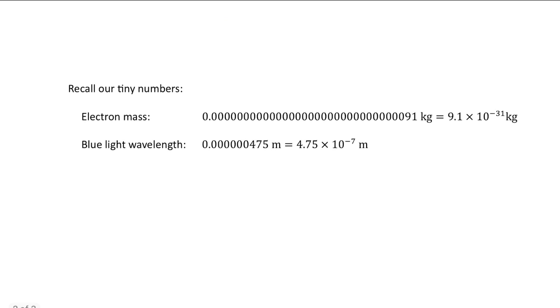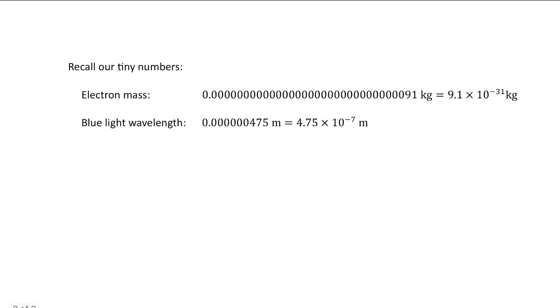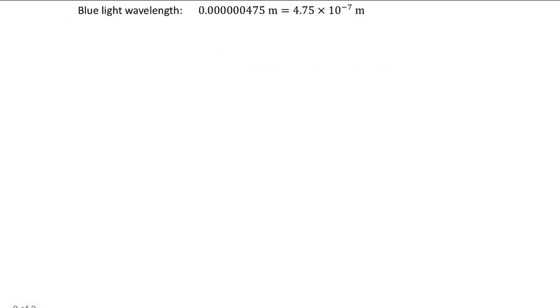And again, recall our tiny numbers, like the mass of an electron. Notice this is much simpler to write the mass of an electron like this. You don't have to keep track of how many zeros you're typing out. It's just 9.1 times 10 to the negative 31st power. So again, we see the utility of scientific notation.